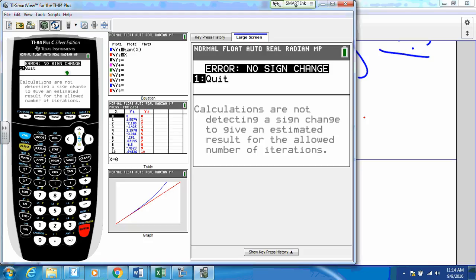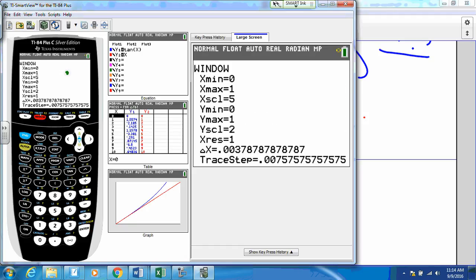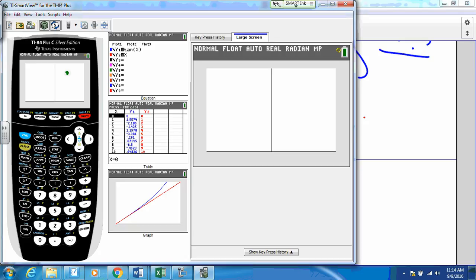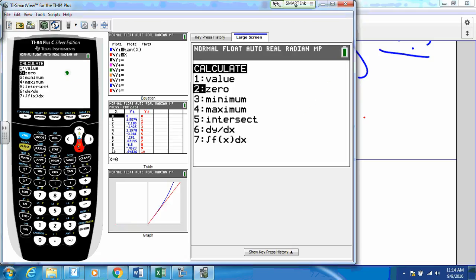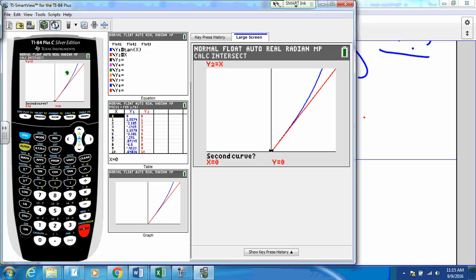So let's make my window size again be negative 1 to 1. And we'll do our second calc intersect thing. Sometimes you have to be patient with the calculator and think about what's happening. Error, no sign change doesn't necessarily mean no solution. It may mean that the solution is right on the boundary of your window. First curve, second curve, and for a guess, I'm going to try something like that. And now, there we go.